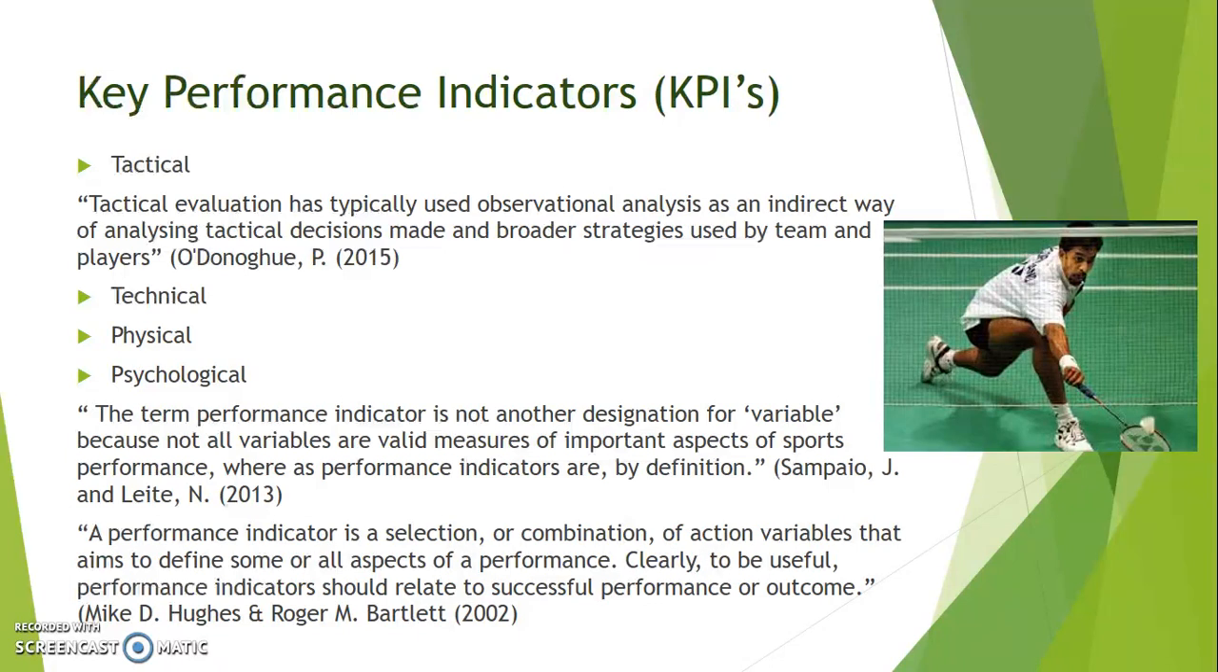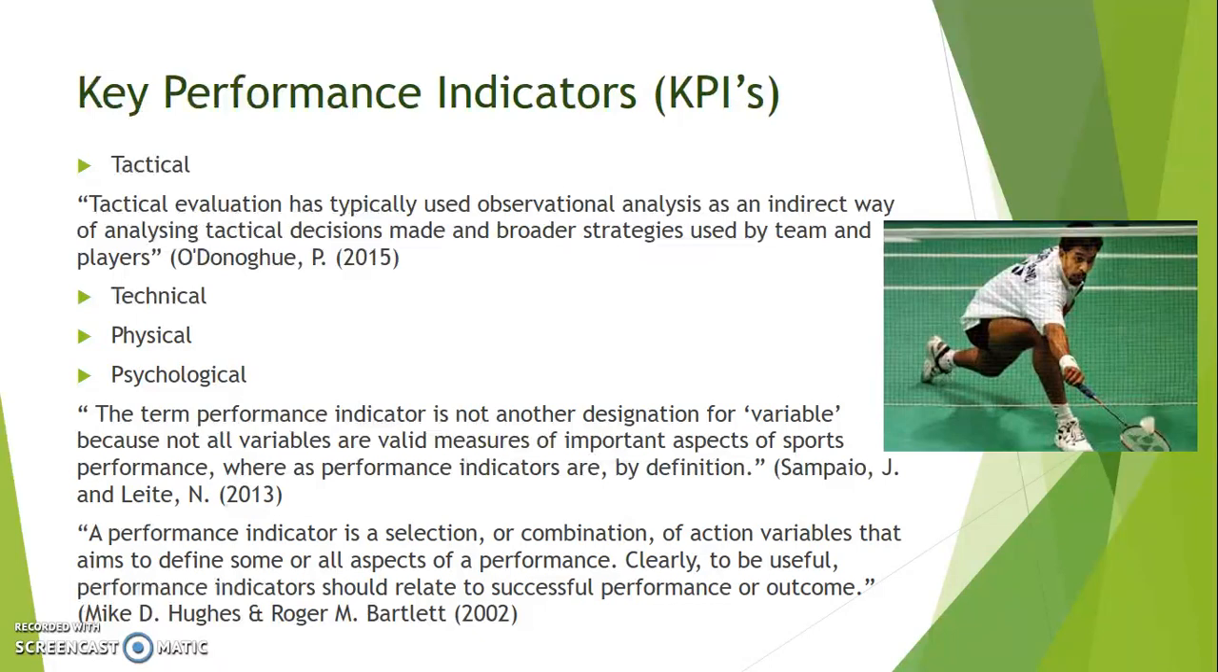A technical KPI is an ability to perform a skill effectively, for example, the smash. A psychological KPI is a state of mind that you enter the match with, positive or negative thoughts in one's own head. Physical KPI is the physical capabilities of an athlete, for example, the ability to get around the court with speed or the fatigue levels.